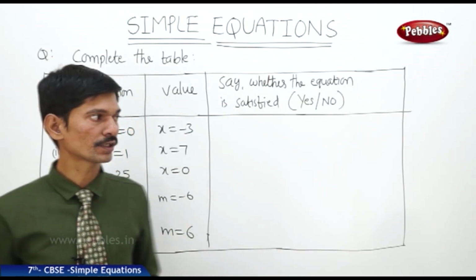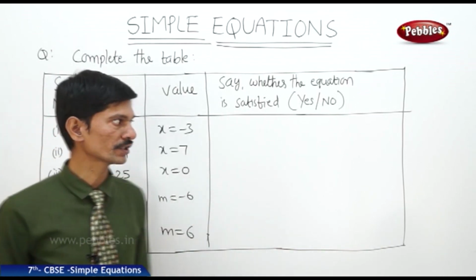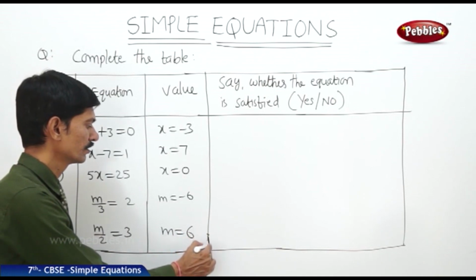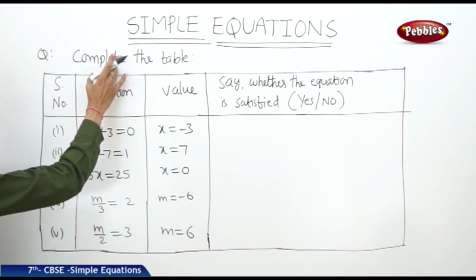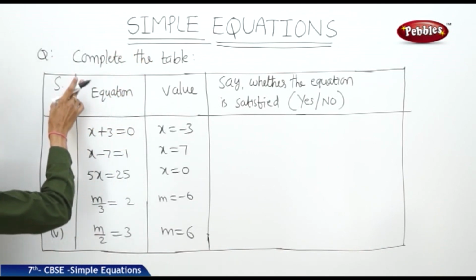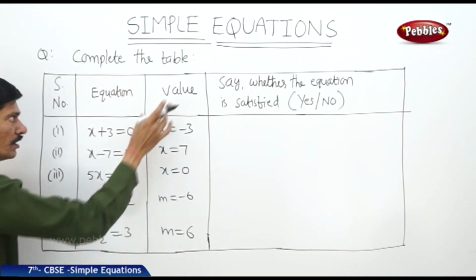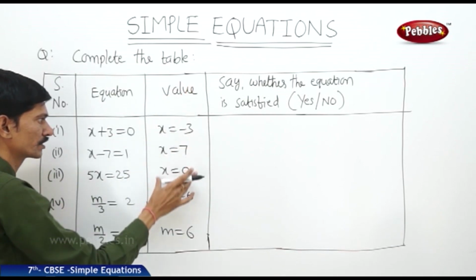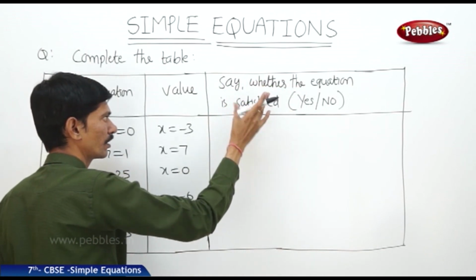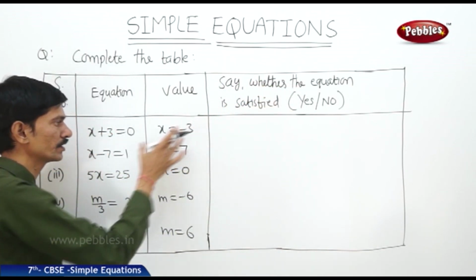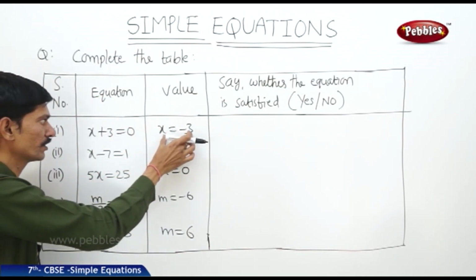So far we have discussed how to set up an equation, what the variable and the expression in an equation are, and also the solution of the equation. Now let us do a few problems. Complete the table. In the table the first column is the serial number and the next column is the equation. Different equations are given and the value of the variable is also given in the next column. Then you have to write whether the equation is satisfied or not by substituting the value of the variable in the given equation.